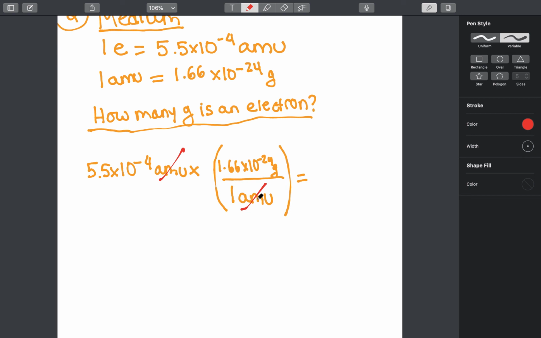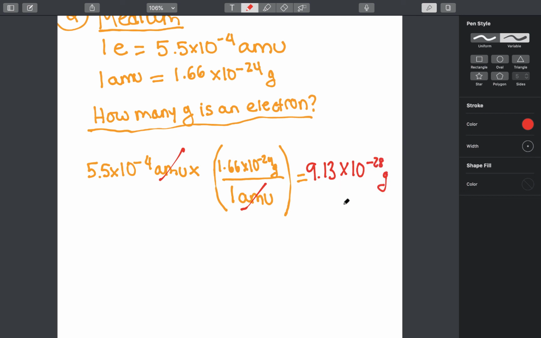So I'm plugging it in right now. 1.66 times 10 to the negative 24. That will give you 9.13 times 10 to the negative 28 grams.